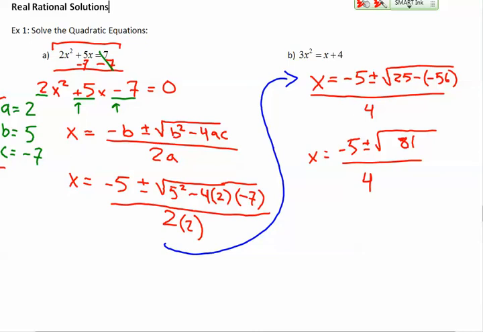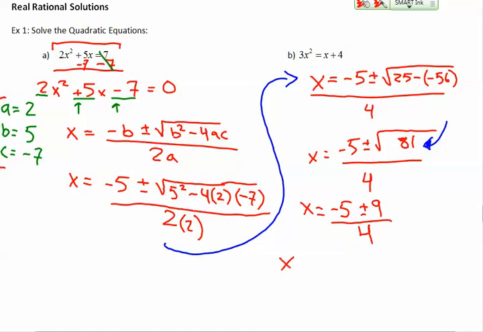So now at this point, these expressions are just like the ones that we started off with for the warm-up. To simplify this, I need to first look at what's in my radical right here. In this case, I'm lucky because it's a perfect square in there. That's going to make it easier. So I end up with x equals negative 5 plus or minus 9 divided by 4. Okay, and this is actually one of the exact problems we did for the warm-up.